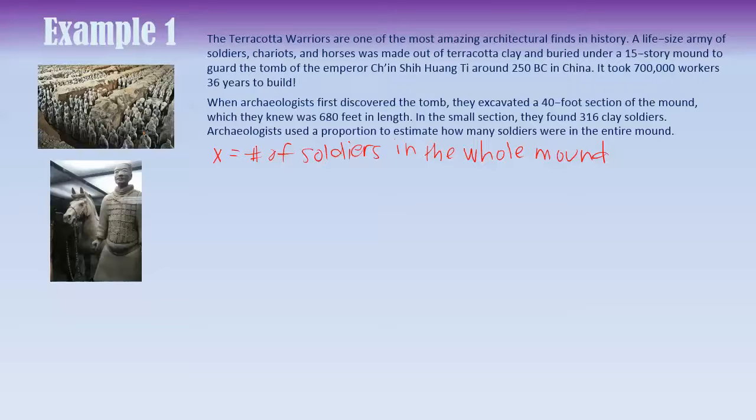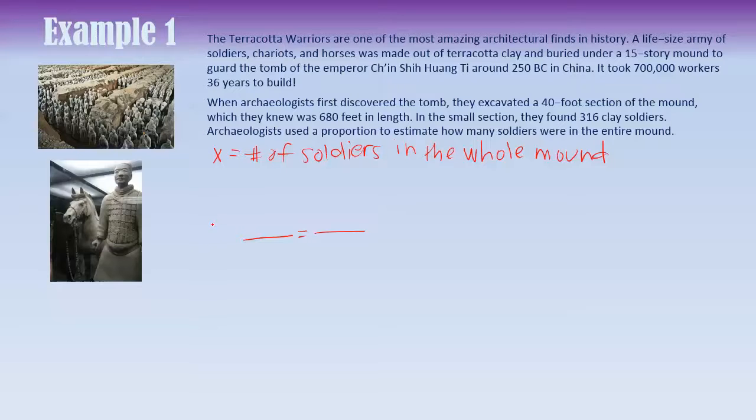All right, so let's see what we know. We know how many soldiers are in the small section. We don't know how many are in the whole mound. We do know how long the section is, and we do know how long the whole thing is. So we're going to create a proportion that looks like this, two fractions set equal to each other. What I'm going to do is label it.